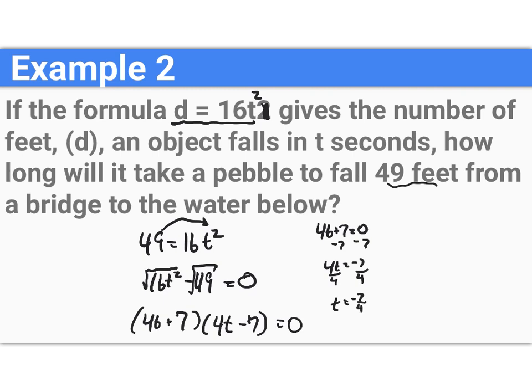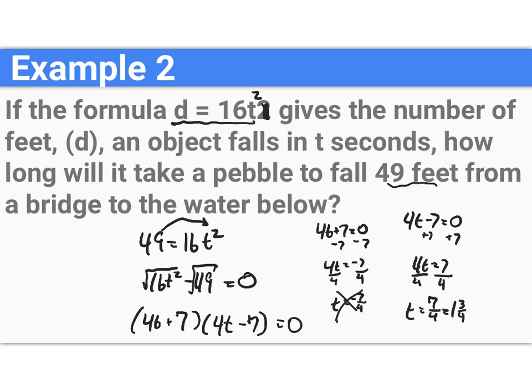You cannot have negative time. So even though this root is a real root on a graph, this does not work as an answer because you can't have negative time. 4t minus 7 equals 0. Add 7 to both sides. 4t equals 7. Divide by 4. T equals 7/4, or 1 3/4.